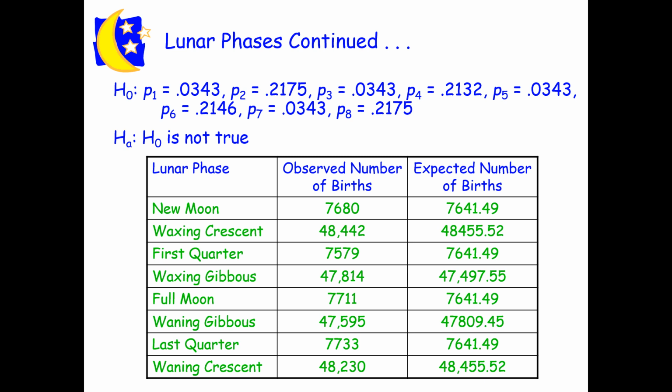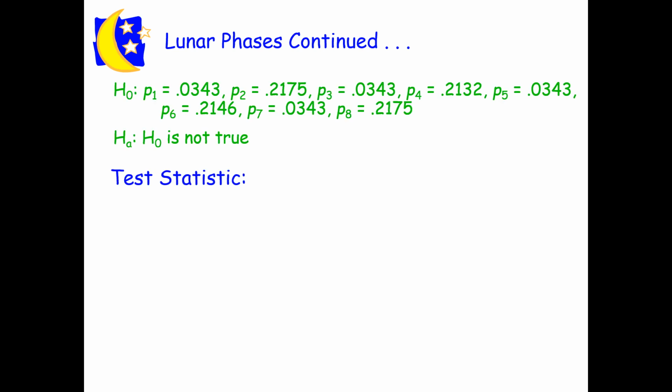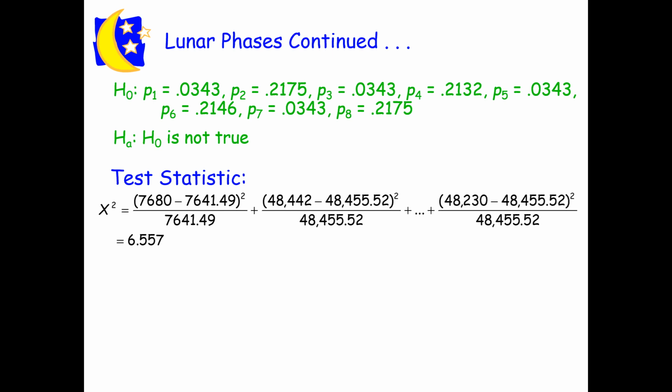So from here, how would we now calculate our test statistic? We would subtract our expected from our observed and square it, and then divide by our expected, and do that for each phase, and then add those up. And that would give us that our chi squared is 6.557.